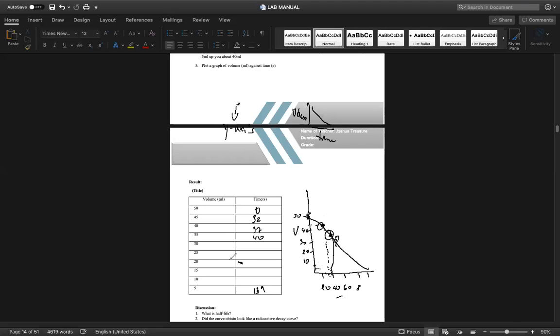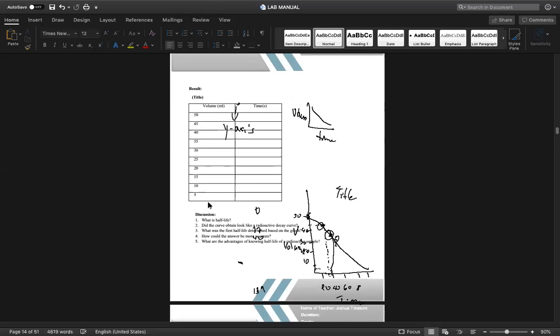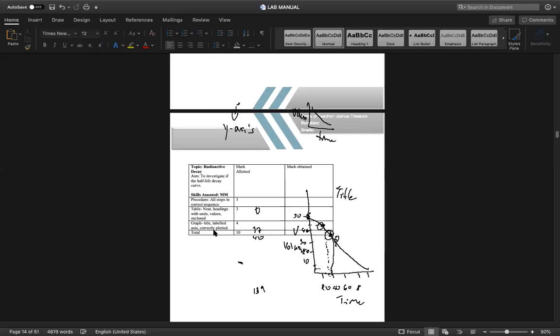And of course, you will have your title always, and you write out volume. Don't just have V like I have. Write out volume or write out time. All right. And what else? Are we missing out anything? Title, labeled axes, correctly plotted. That's it, and you get 4 marks.